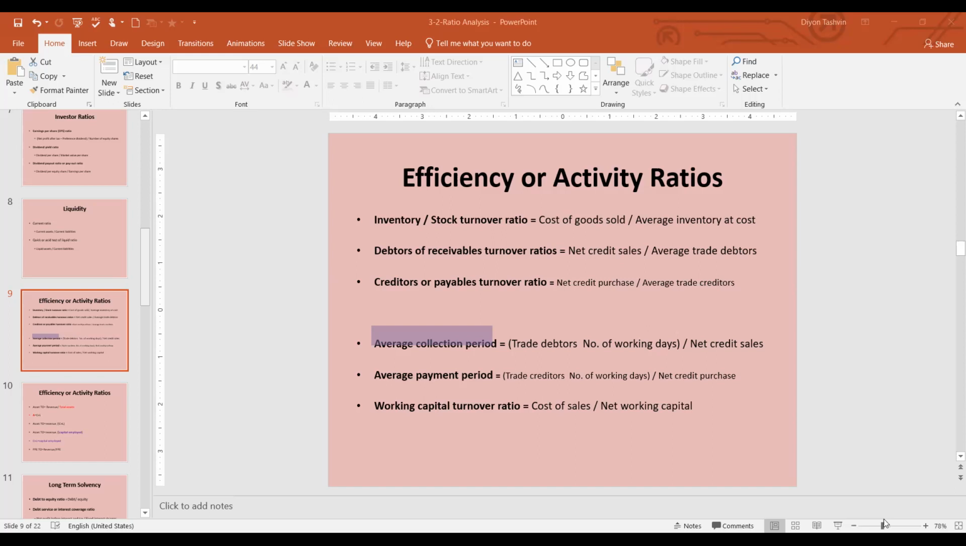Then to get the average payment period, we take trade creditors, divide by the net credit purchases, and then multiply by the number of working days. It is the same for the working capital turnover ratio. This number of working days may differ between companies. In the working capital chapter in financial management, the days are recognized as 360. But in a normal company, we see 365 days. If a particular company works only 5 days a week, and a year has 52 weeks, we multiply those days by the number of weeks to calculate the working days. Right?